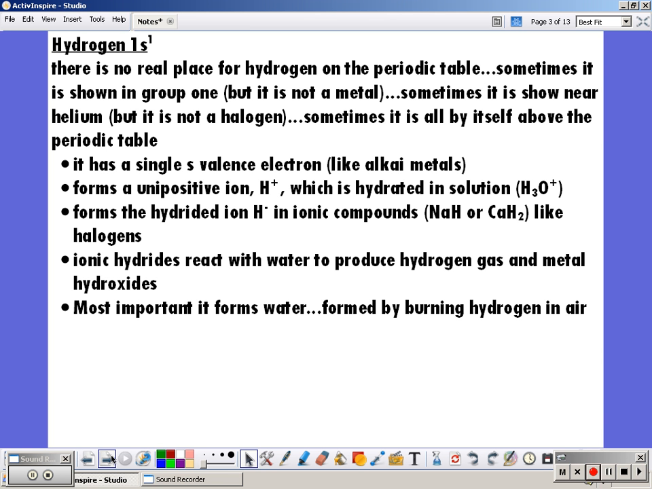So why is hydrogen so difficult to place on the periodic table? Well, it has a single s valence electron, like the alkali metals, which is why it's normally found there. It forms a unipositive ion, or H+, and that can be hydrated in a solution to form H3O+. It can form a hydride ion, or H-, in an ionic compound. So that's like the halogens forming their negative ones. Ionic hydrides react with water to produce hydrogen gas and metal hydroxides. And the most important form of hydrogen is water. And water is formed by burning hydrogen in air.